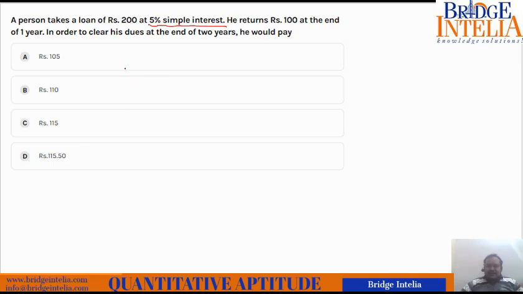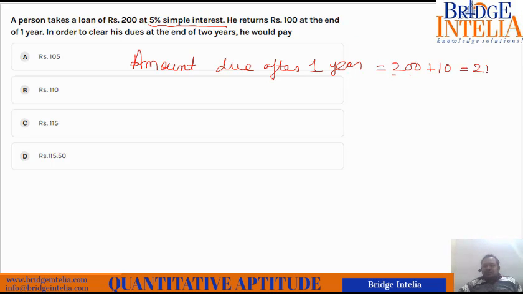Let's see the amount due after 1 year. What was the amount due at the end of 1 year? He had borrowed 200. So this is the original money, plus in that 1 year 5% would have been added as interest. So 5% of 200. What is 5% of 200? So 10. So 210 was the total amount due at the end of first year.